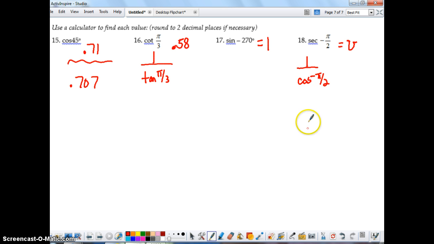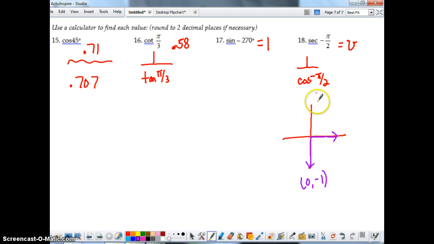Remember, cosine of -pi/2. So -pi/2, if you were to graph that, here's your initial side. -pi/2 is going to be down here. This point is going to be (0, -1). So cosine is the x values. That's this one right here. So it's 1 over 0. 1 divided by 0 is just going to give me undefined. So that does work out.